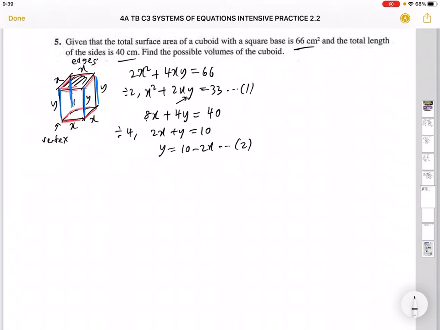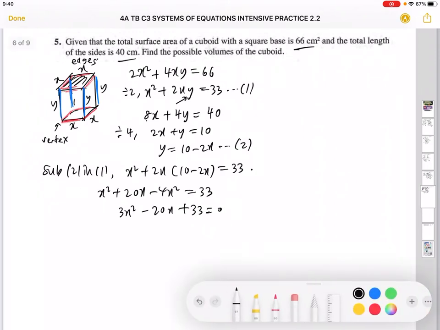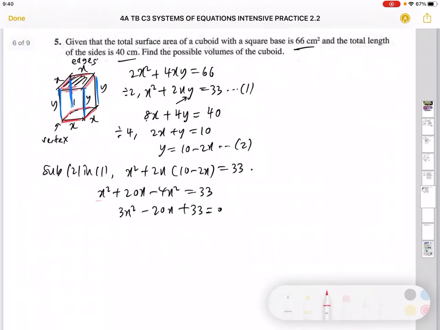So when you sub equation 2 inside equation 1, you're going to write x squared plus 2x. My y is 10 minus 2x. The result equals 33. Let us expand: 20x minus 4x squared equals 33. So 1 minus 4 is negative 3. I'm going to bring it over straight away. 3x squared, 20x I bring over, plus 33. I hope you can do that mentally. Yeah? So I'm just subtracting, should I highlight for you these two? I get negative 3 and I transfer over right away. Yeah. So now let us factorize this.